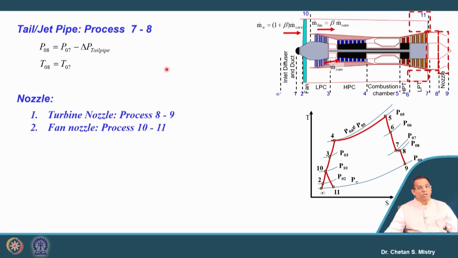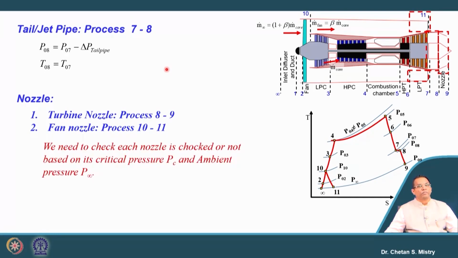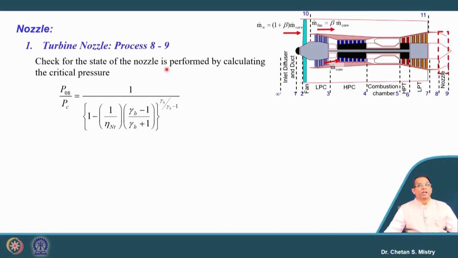Now, in terms of nozzle, we have two nozzles here, represented by process 8 to 9, and second, from 10 to 11. And here in this case we will be checking very first whether our nozzle is choked or unchoked. That will be done based on, say, critical pressure calculation and ambient pressure. So, let us calculate what will be the critical pressure ratio for our turbine nozzle. It is P08 by Pc. Since our nozzle efficiency for the turbine nozzle is known to us, based on that we will be deciding whether our nozzle is choked or unchoked.